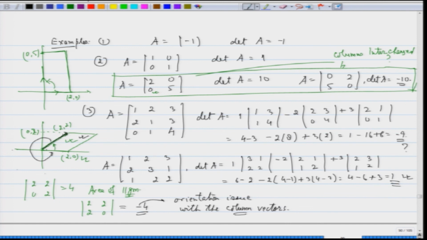So, here also you got -9 in this one. So, there must be an issue with the direction. Try to find out yourself where the issue is, whether the third vector is in the positive direction of the plane generated by the first two or not, and things like that, fine. So, that is all for now, all right.